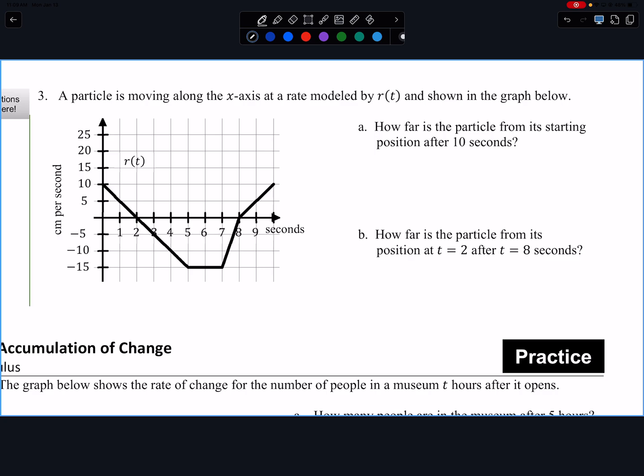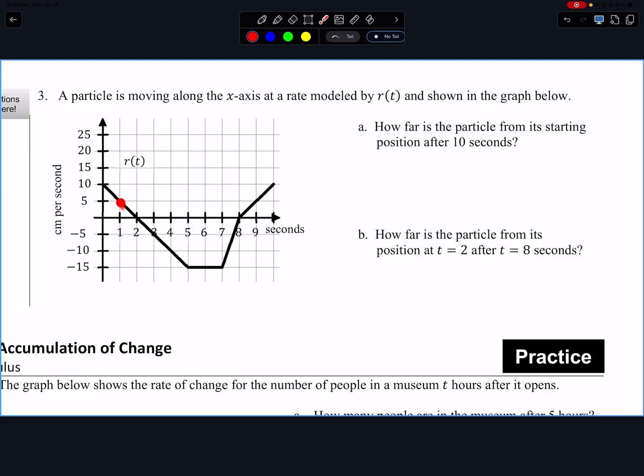A particle is moving along the x-axis at a rate modeled by r of t and shown in the graph below. How far is the particle from its starting position after 10 seconds? If you look at the x-axis, it's in terms of seconds, right? The y-axis is in centimeters per second. So if I multiply this times this, what's going to cancel? The seconds. So the units for our answer is going to just be centimeters, okay?